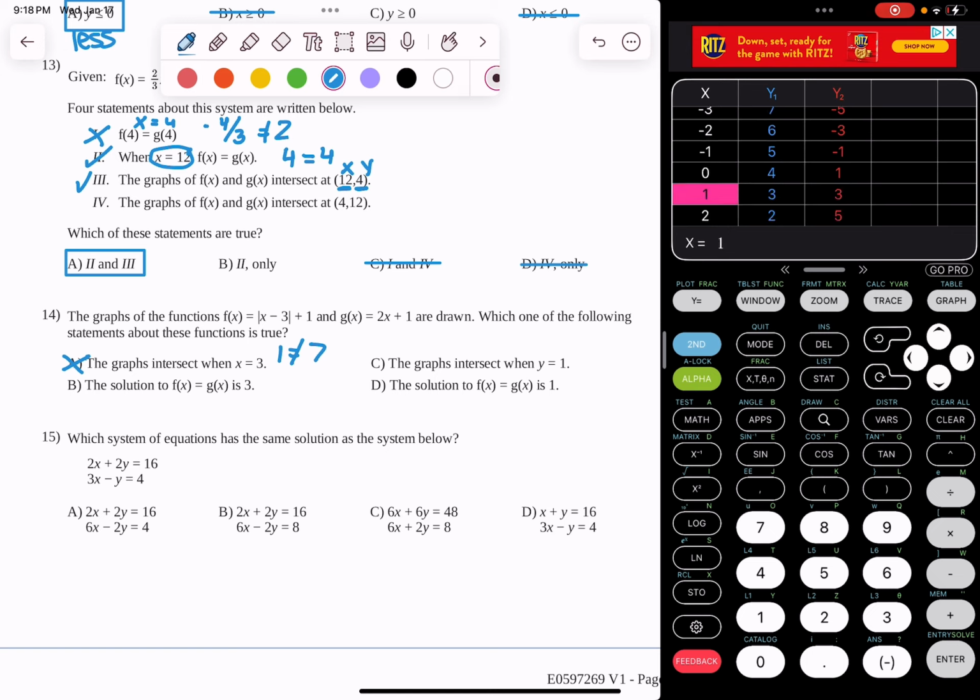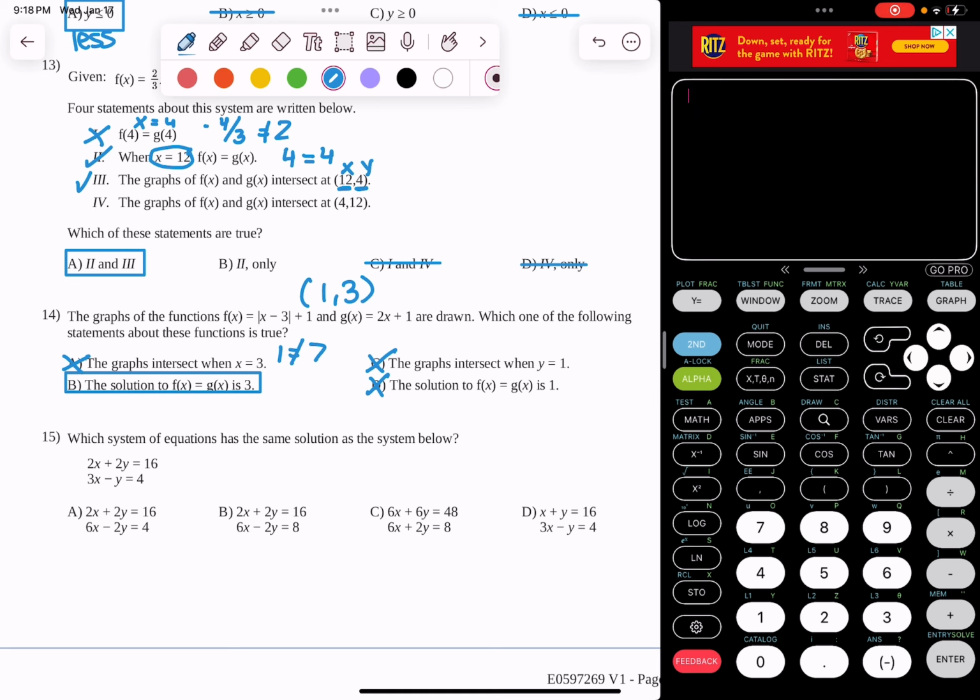Oh, I was missing it the whole time. The point where they intersect is the point 1, 3. So the solution is 3 where they cross. It's not y equals 1, and the solution's not 1 because we didn't end up with 1. So it is answer choice B.